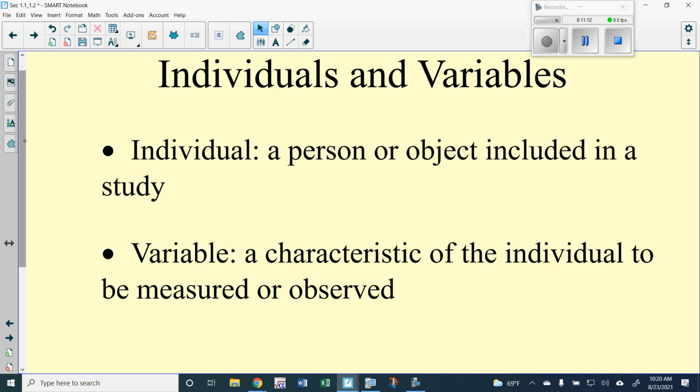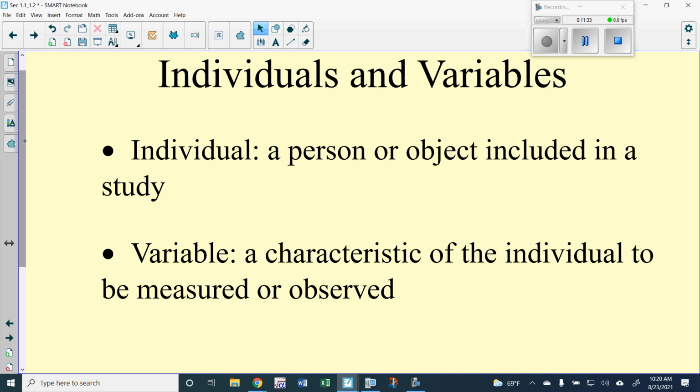When we did this, what was the individual? Or who was the individual? You were, right? And then each of these was a variable being measured. Now, some of these, such as who's your statistics teacher, was not a variable because it didn't vary. Everybody said the same thing. Okay, so that's that idea.